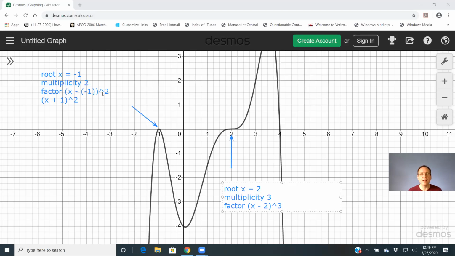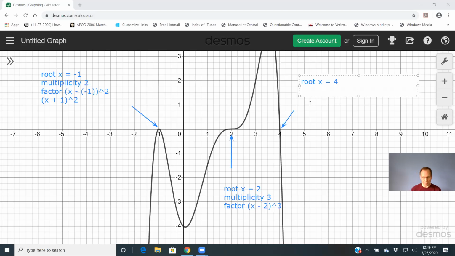Okay. And then finally, I have one more root right here at x equals 4. So I have a root x equals +4. That looks like just a line passing through, right? So the multiplicity is 1, or it's a single root. That means the factor that gave rise to that root was just x minus 4, raised to the 1 power. So I can just leave it as x minus 4.